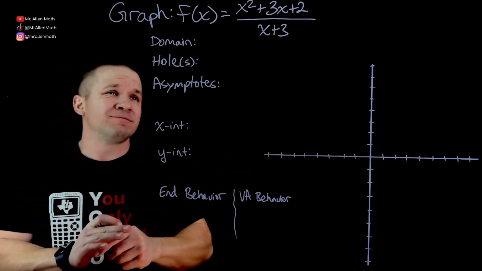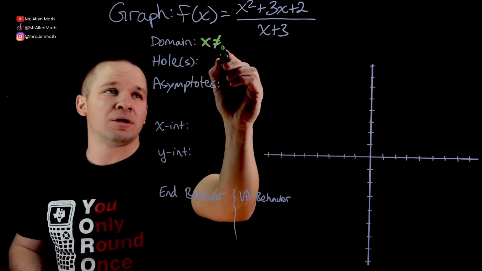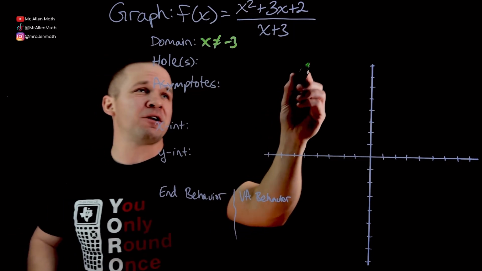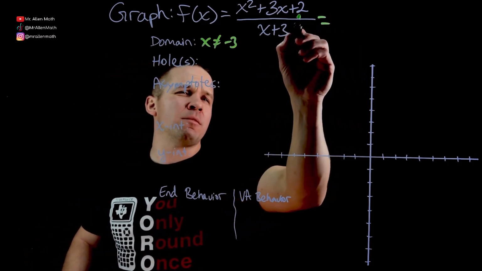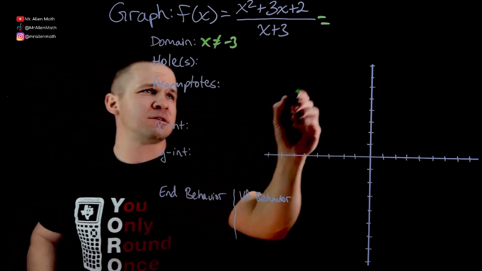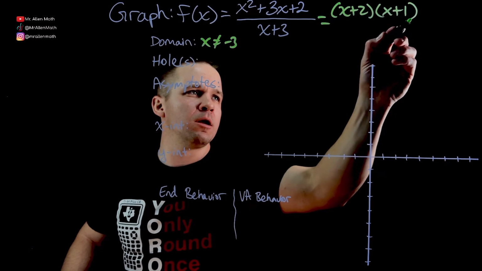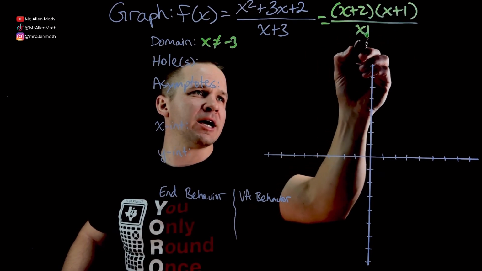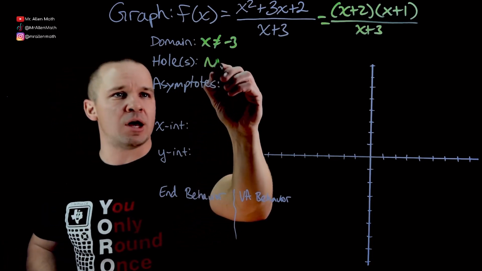So domain here. I don't have to factor my denominator. I can see my domain is going to be x cannot equal negative 3. But I am going to have to factor that numerator here. So let's do that right now before we get ahead of ourselves. Anything multiplied to 2 and add to 3? Yes, 2 and 1. So x plus 2, x plus 1, all over x plus 3. All right, so nothing's going to cancel here, so there's no holes, so none.